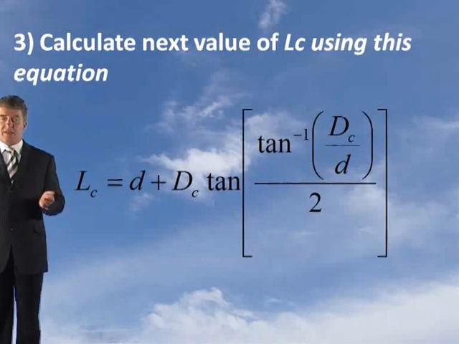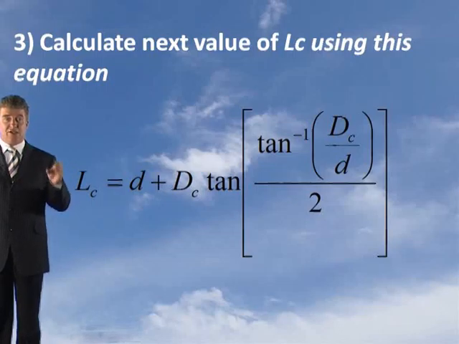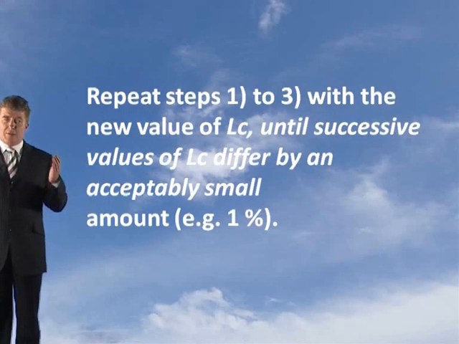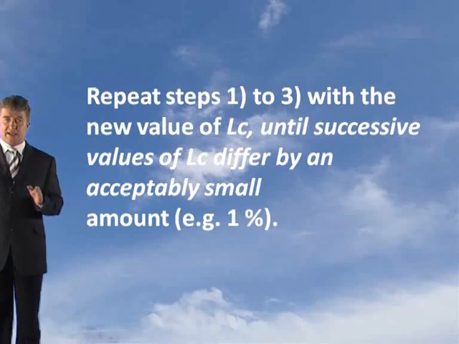Thirdly, you calculate the next value of LC using this equation again. So do you understand? You use the DC, the LC, and you keep doing it. You keep doing those calculations, LC, DC, LC, DC, LC, DC. Repeat these steps until the new value of LC differs by an acceptably small amount. In other words, when it gets to only 1% difference, you can accept that calculation. That's how you do it.